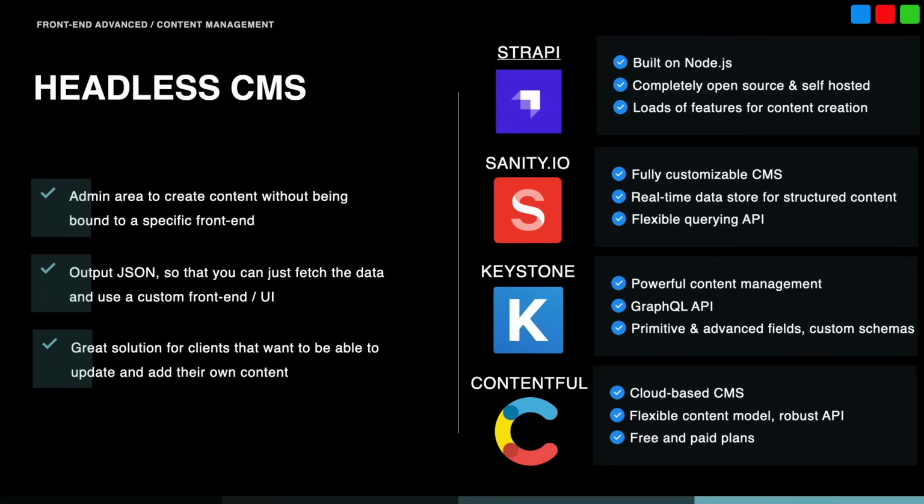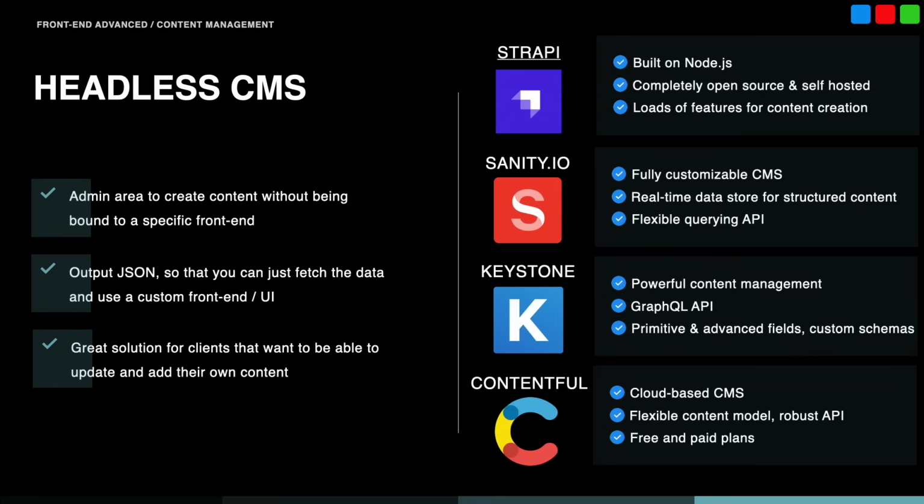So Sanity.io is a fully customizable headless CMS that allows you to define your own content models and schemas. It offers real-time collaboration features, a rich text editor, and a very flexible querying API, and there is a front-end option called Sanity Studio, so if you wanted to use that for your front end, you could. There are also SDKs, libraries, and tools that let you query your content and integrate it with websites, services, and other applications.